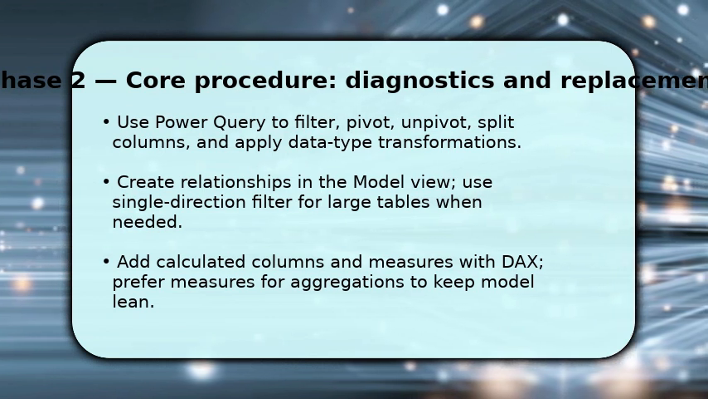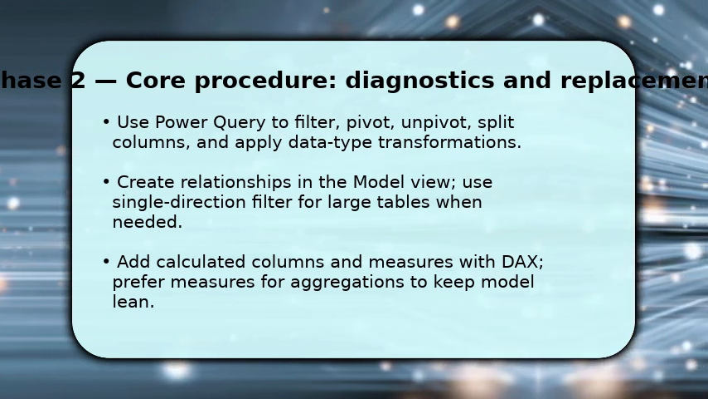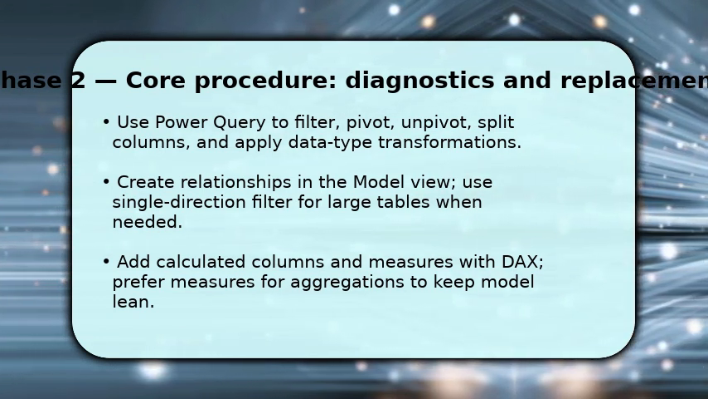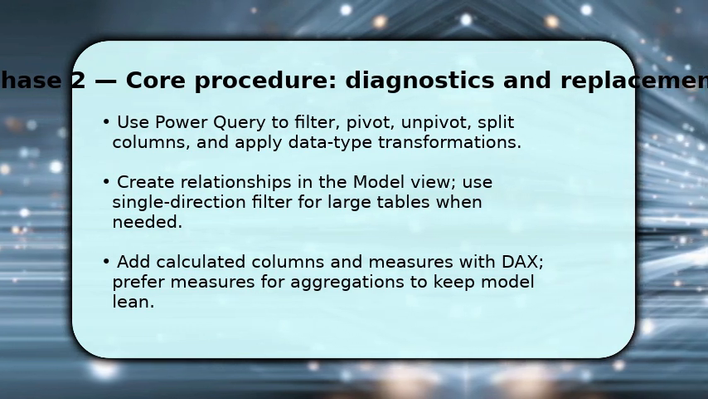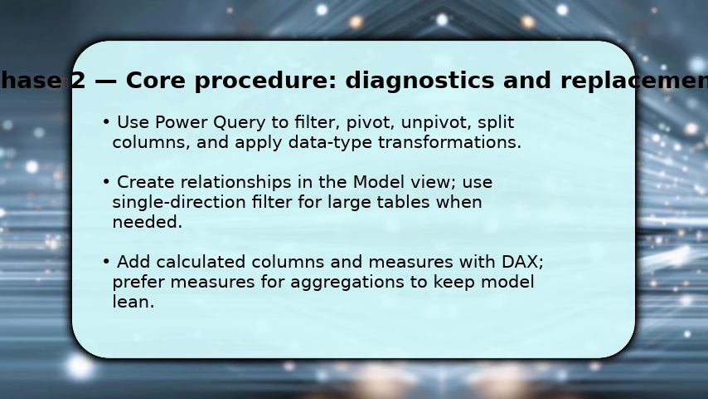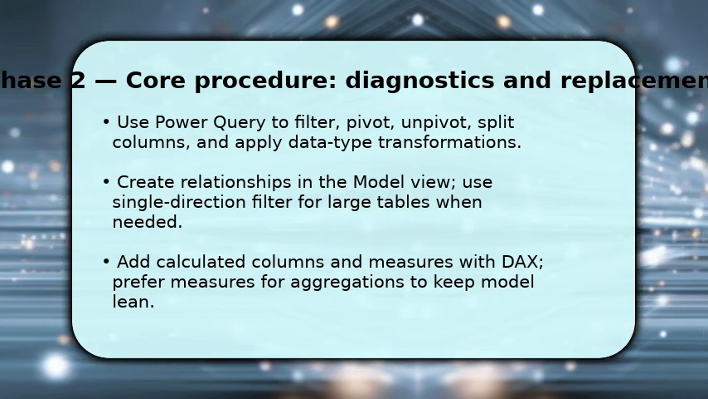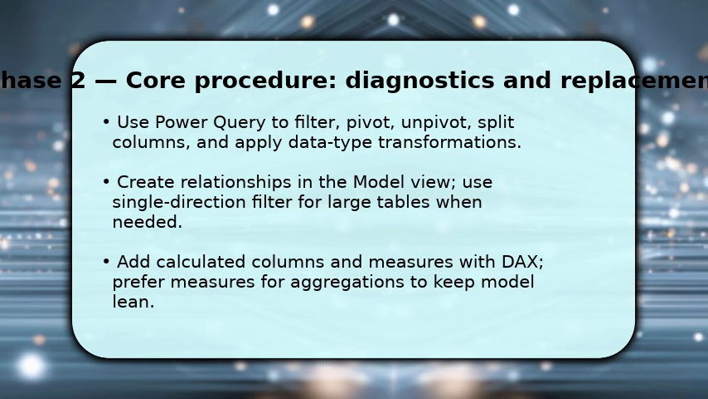Then add DAX measures rather than calculated columns for aggregations, because measures compute on the fly and keep file size smaller. Also document key transformations with query names and descriptions so future you understands why each step exists.